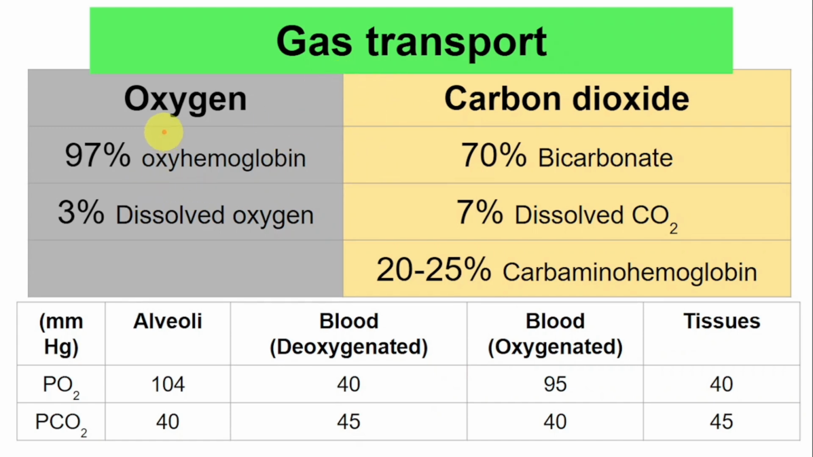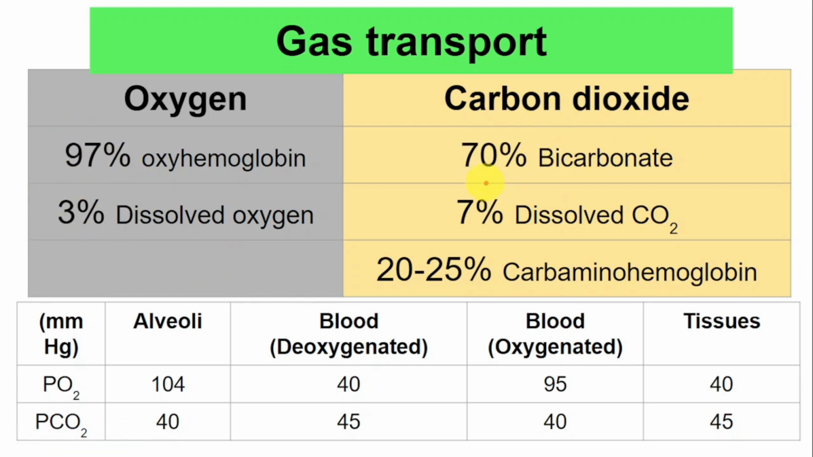So oxygen is bound to hemoglobin. What is it called? It is called oxyhemoglobin. And what is the percentage? It is 97%. So 100 minus 97, how much is left? 3%. So the 3% is transported in the form of dissolved oxygen. So this is something which is easy to remember.